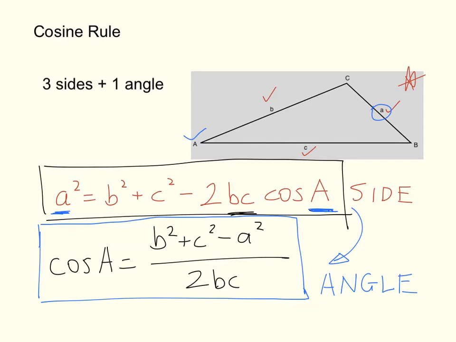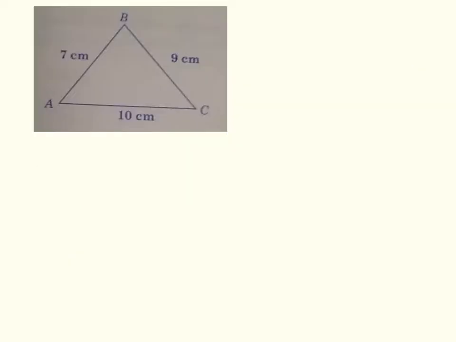Obviously, if we're finding an angle, we want cosine A as the subject. We want cosine A over here on the left by itself. And if I'm finding a side, I want a squared by itself. And we've got a couple of little tips and tricks of how we look to finish an answer for these, because they can offer a couple of little places to make simple errors if we're not careful. Let's look at an example.